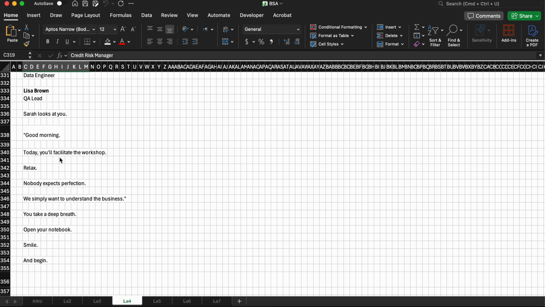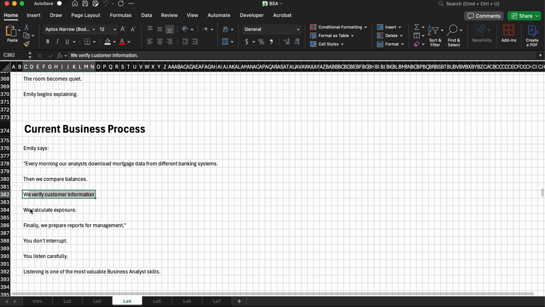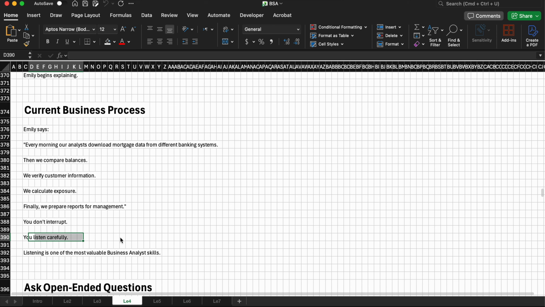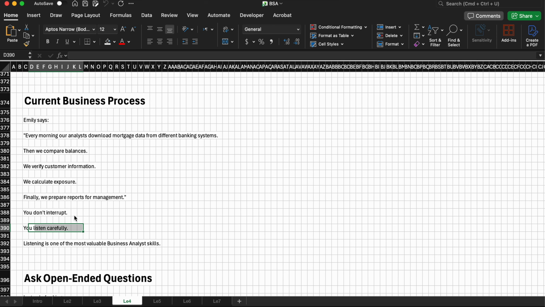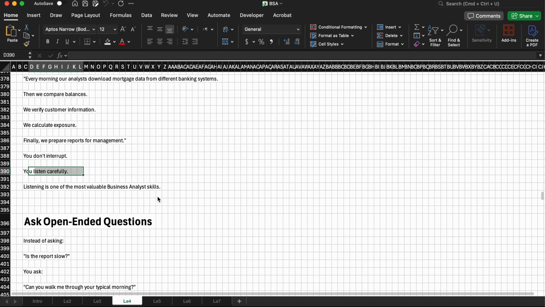Emily starts. Every morning, our analysts download the mortgage data from different banking systems. We said we are going to use the mortgage as the example. Then we compare balances. We verify customer information. We calculate exposure. Finally, we prepare the report for management. You don't interrupt. You listen carefully. This is a conversation, right? Listening is one of the most valuable business analyst skills, remember.